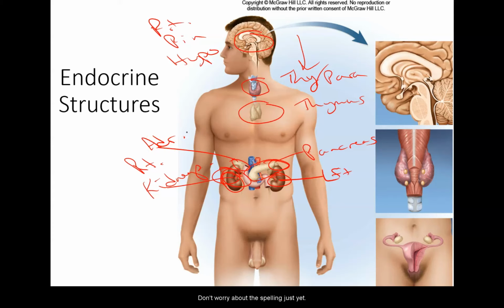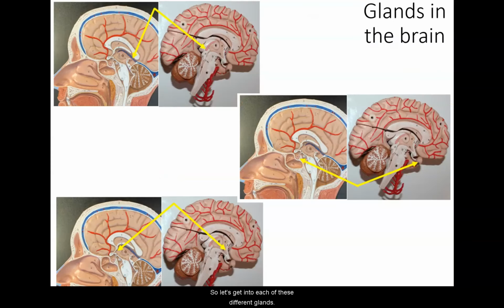And don't worry about the spelling just yet. We'll get into each one individually very soon. And then in individuals that have testes, they are located in the scrotal sac down here. And in individuals that have ovaries, they will be found in that abdominal pelvic cavity over here. So let's get into each of these different glands.